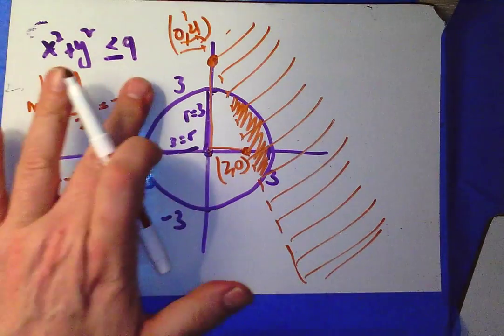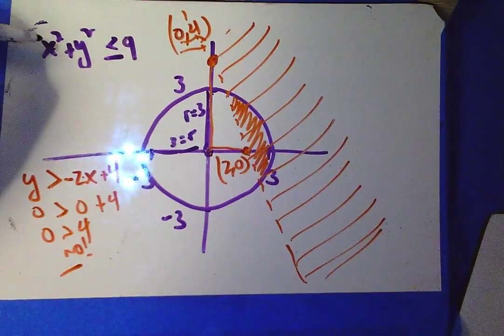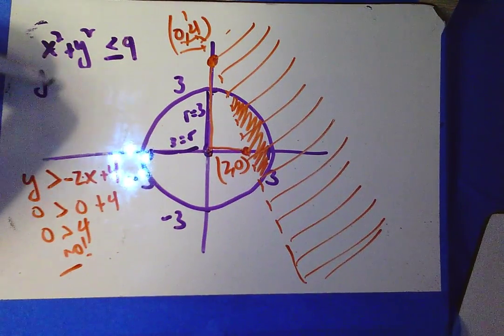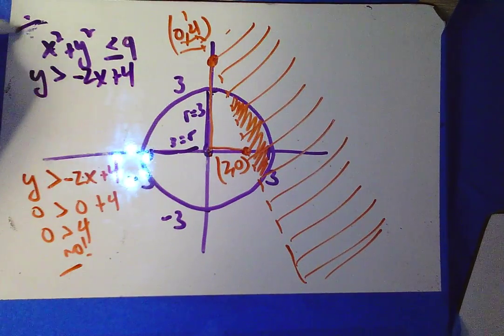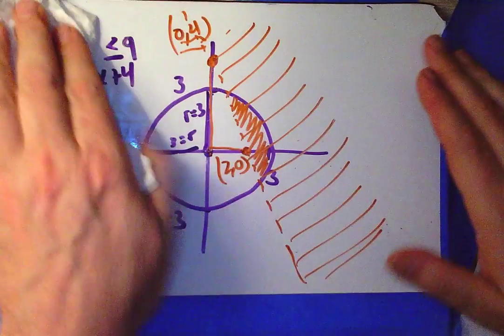So then my inequality system would be the circle inequality that we came up with, x squared plus y squared is less than or equal to 9, and y is greater than negative 2x plus 4. There we go. Okie doke. So that's going backwards. Let's do one or two more of those, and then we'll call it a day.